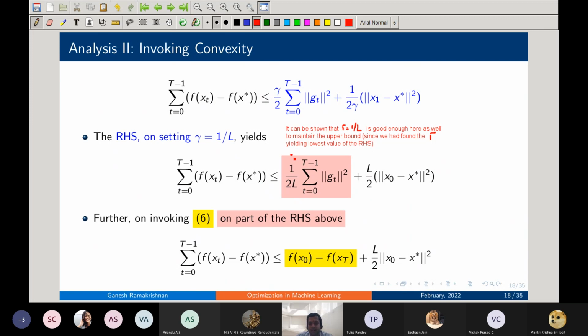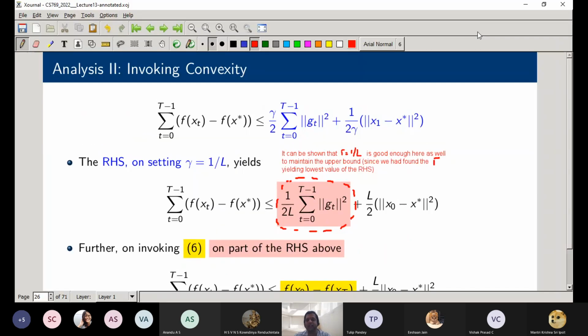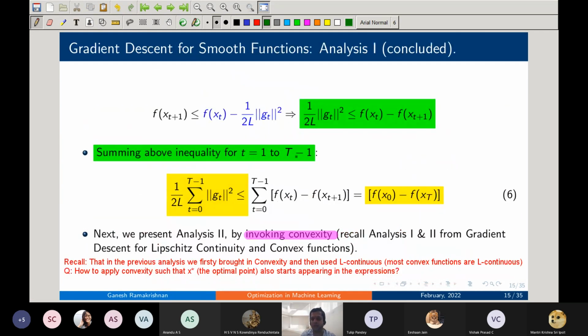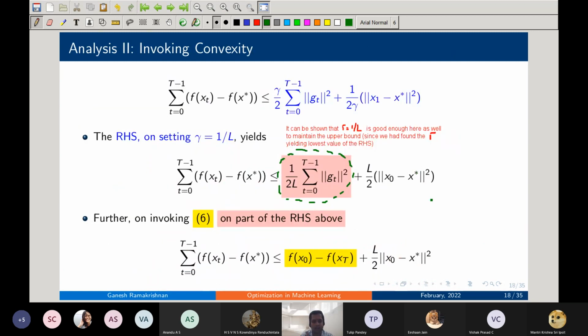1 by 2L. This is exactly what, sorry, I forgot the name, but whoever pointed this out, thanks. You had a lot of foresight, and that's exactly what we have done here. Let me use a slightly different color. So this we had got from 6. So I'll go back to 6. This is exactly where we departed into convexity. So 1 upon 2L sum of all the norm GT squares is less than or equal to f x0 minus f of xt, exactly as pointed out by one of you. We are now just going to use this upper bound.